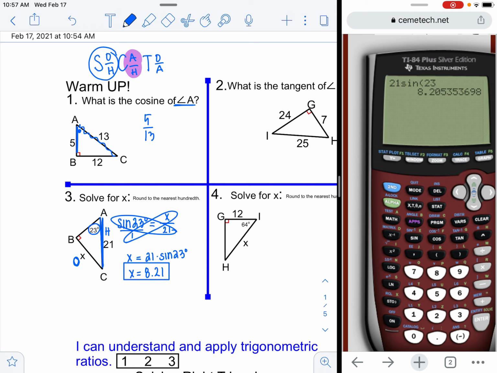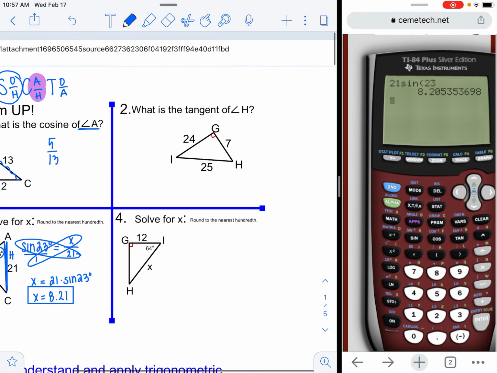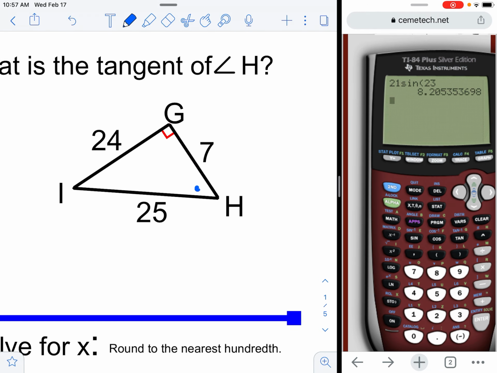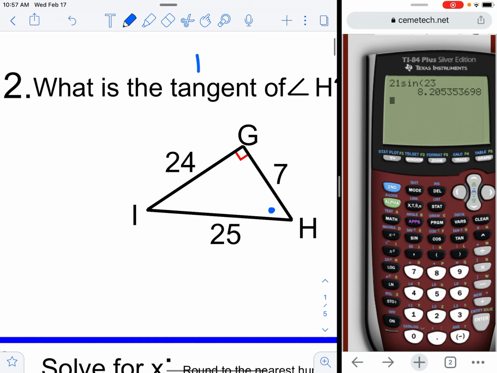Okay, pause the video, try 2 and 4. I'll give you the answers. If you got it, you can fast forward through my explanation. All right, number 2 is 24/7, and 4 is x equals 27.37. All right, let's see if you got them wrong.